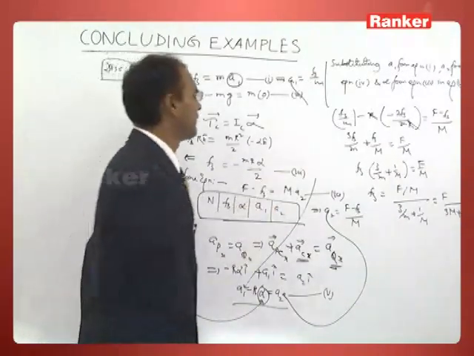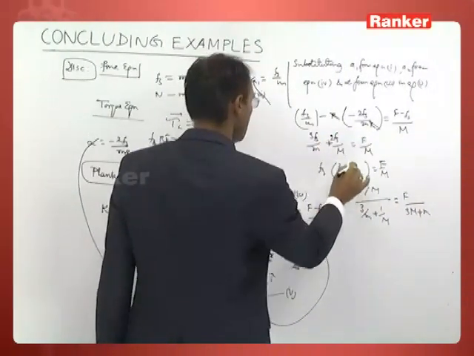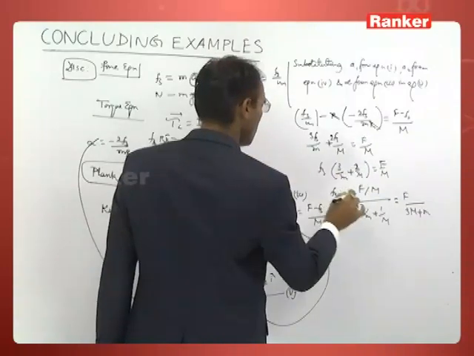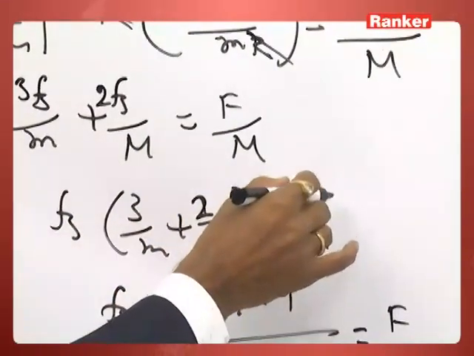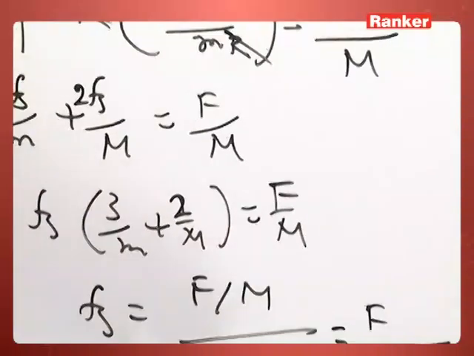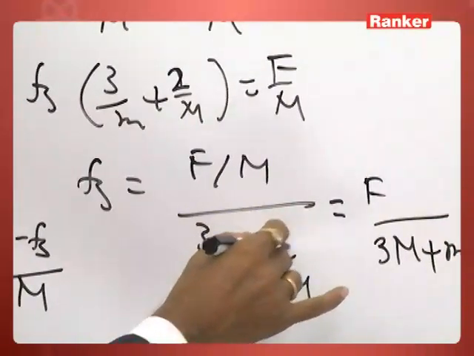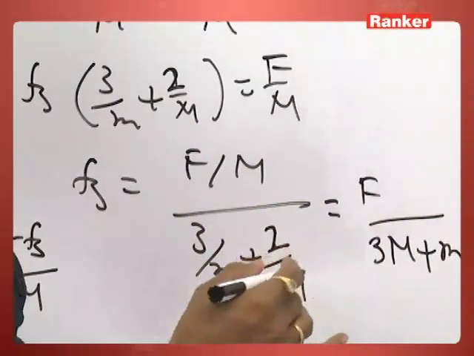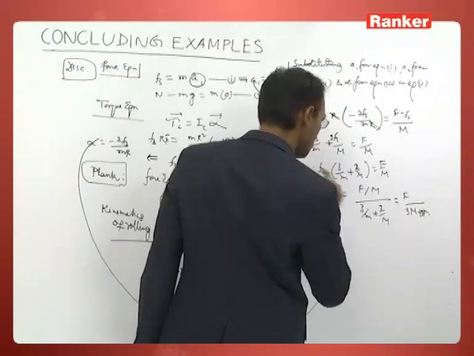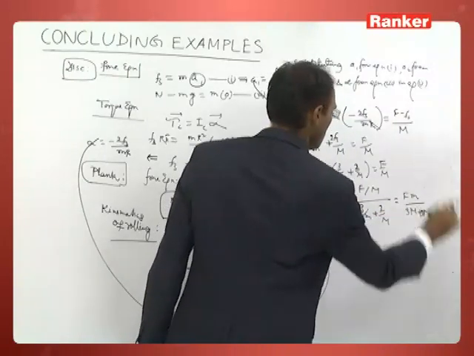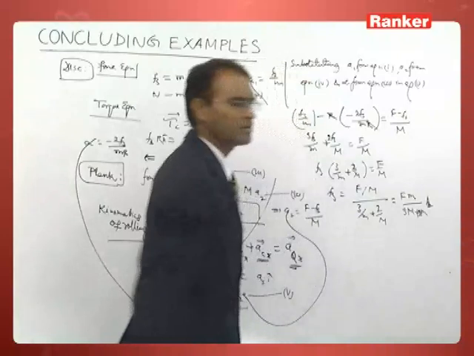Let us recheck the steps. Here we have left 2. So let us put 2 here, 2 Fs by capital M. So here you can write 2. So Fs, if you take common, 3 by small m plus 2 by capital M is equal to capital F by capital M. So you are getting F by m upon 3 by small m plus 2 by capital M. So here is a change, 3M plus 2 into small m will be in denominator, and in numerator you are getting small m. So this is the answer.